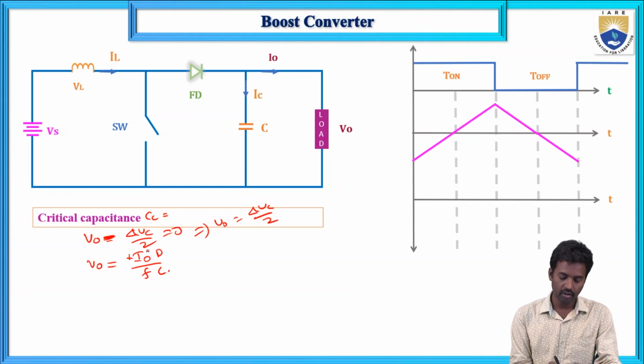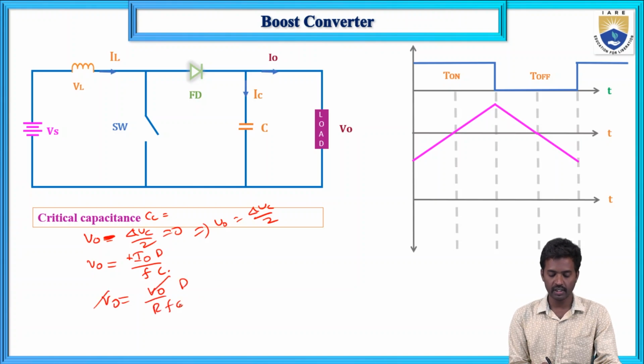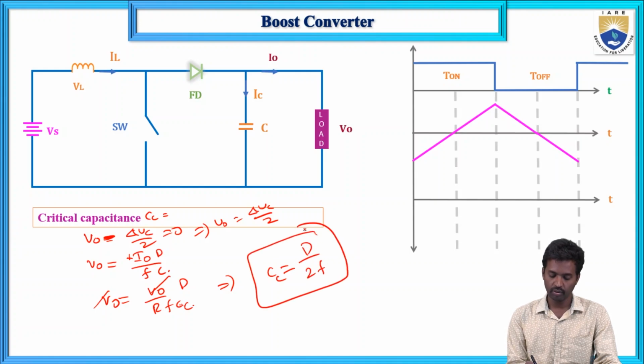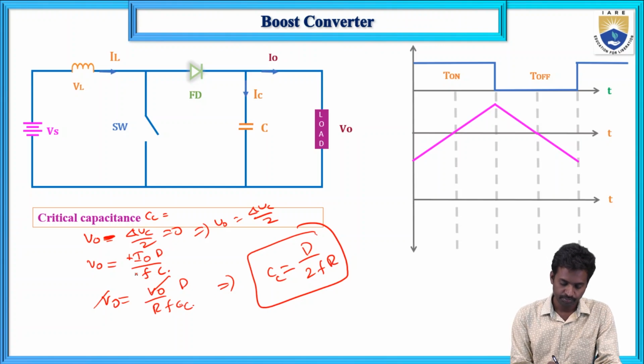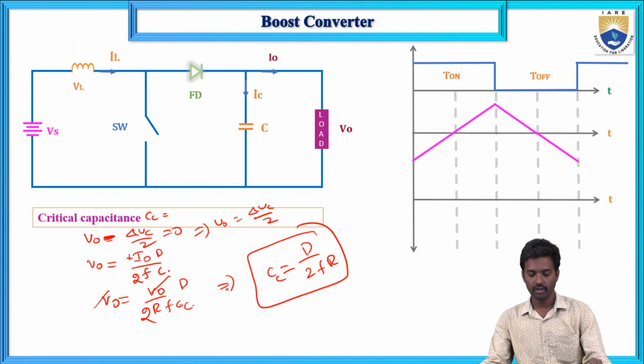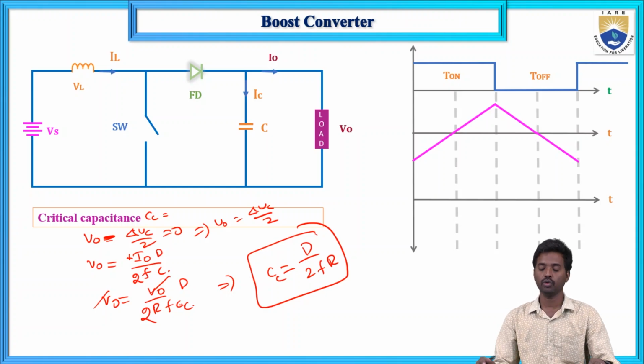Now here what you will do, V naught by R you can write as F into C by V naught. So V naught gets cancelled. This is the C only. So critical capacitance C equals D by 2 into F into R only. This is 2, there is a 2, 2 into FR. So critical capacitance equals D by 2FR. So now coming to the conclusions.